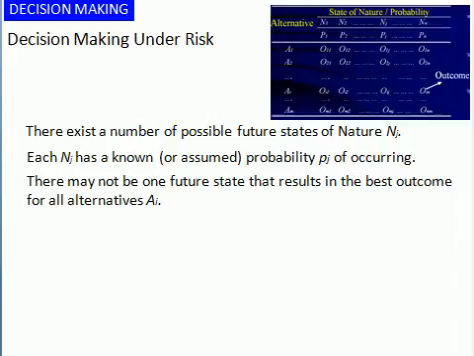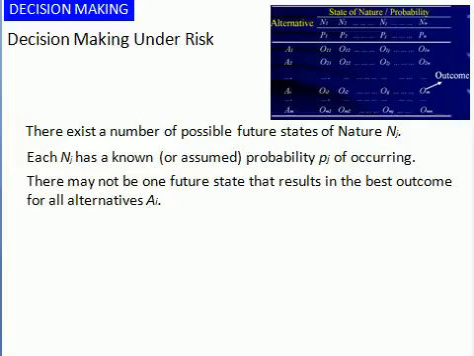So each state of nature Nj has a known, or we can assume, probability, which can be denoted by Pj of occurring, and there may not be one future state that results in the best outcome of all alternatives. For example, future states and their probabilities could be alternative weather, where 1 is equal to rain and 2 is equal to good weather. This will affect the profitability of alternative construction schedules.